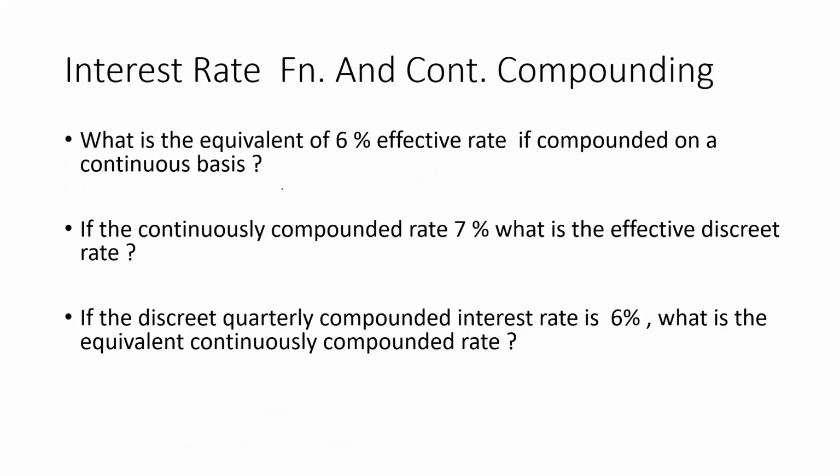Let's do this. What is the equivalent 6% effective rate if compounded on a continuous basis? How do we do this job? So these ones are very easy. All that we do is write 0.06 plus 1, that means 1.06, and to this 1.06 simply put ln.